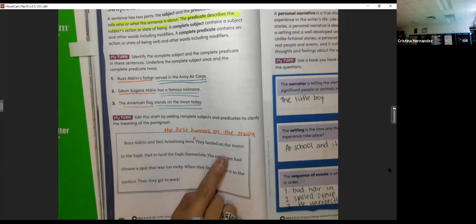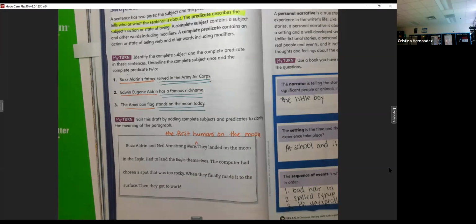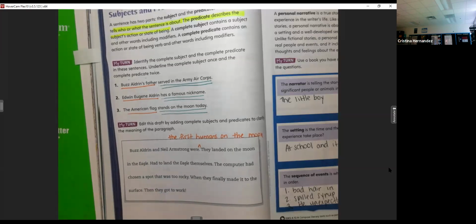They landed on the moon in the Eagle. Don't need to add anything to that, do we? Because that's a complete sentence. They landed on the moon in the Eagle. Had to land the Eagle themselves. Who had to land the Eagle themselves? I'll give you a hint. So, Aldrin and Neil.